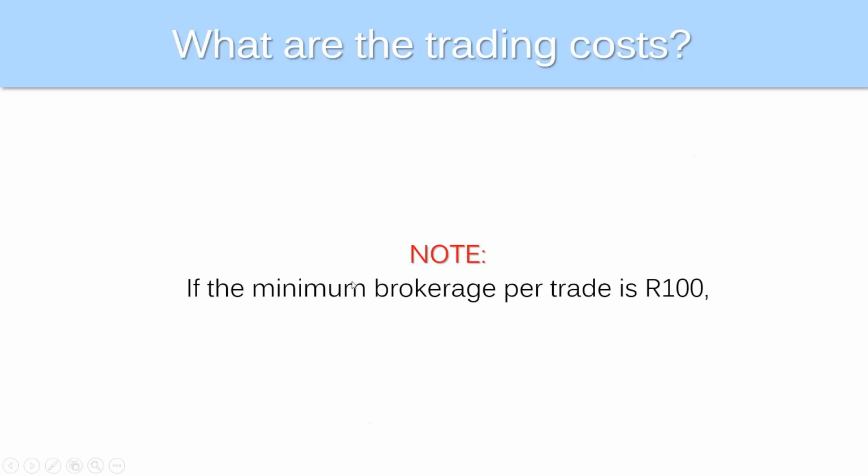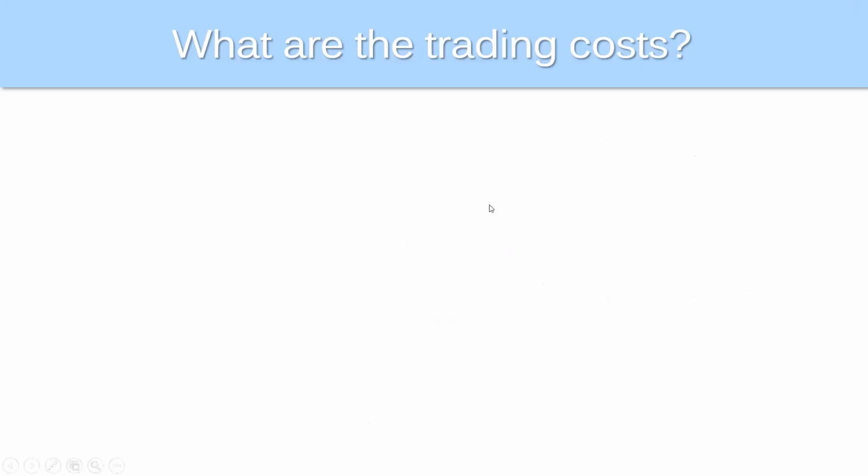Note, if the minimum brokerage per trade is 100 Rand, you'll pay 100 Rand. That is another thing that is quite important with trading, because if you say, I'm only going to pay 0.3% of the exposure in, and if that value is less than 100 Rand, you're going to pay 100 Rand regardless. But find out what your minimum brokerage is.